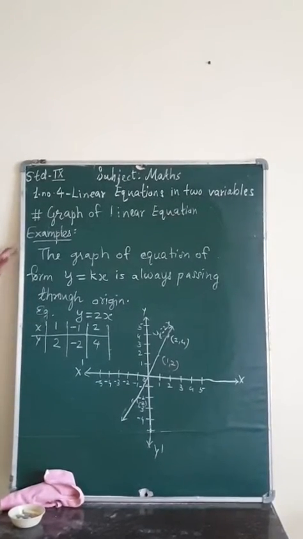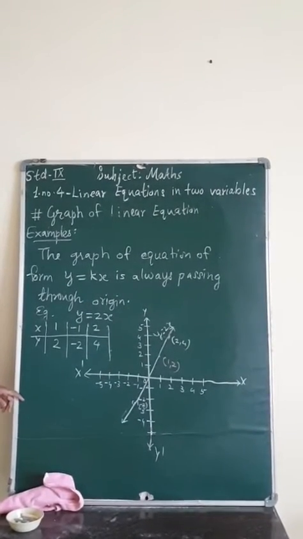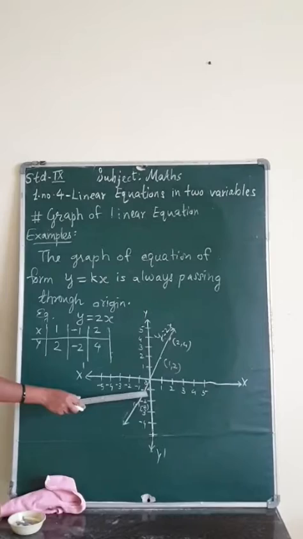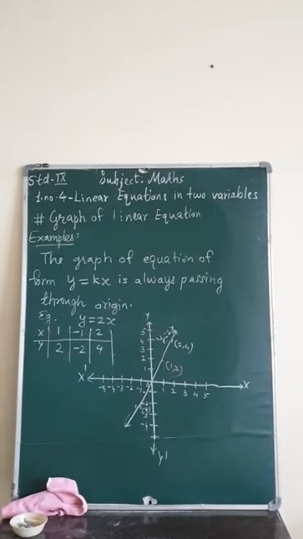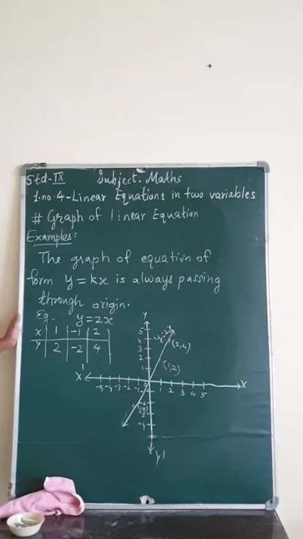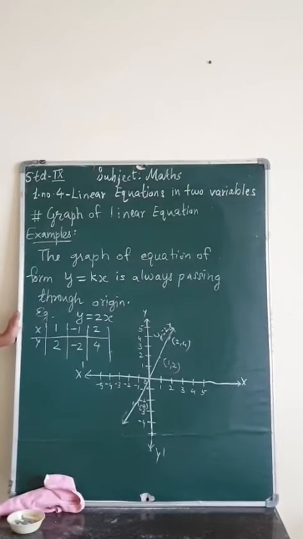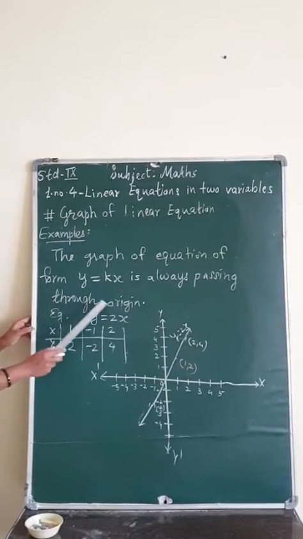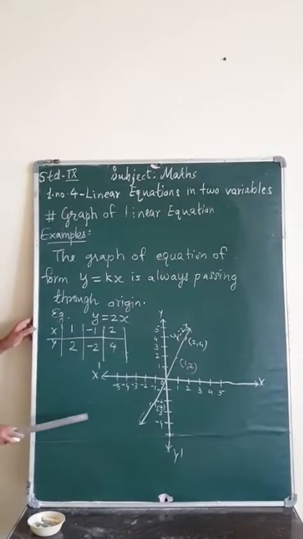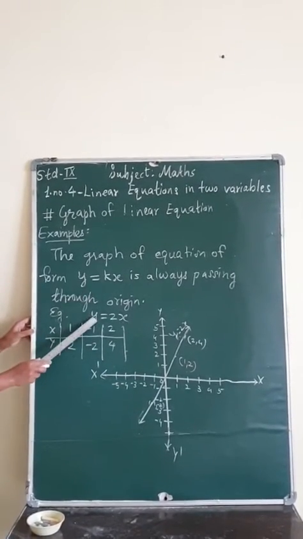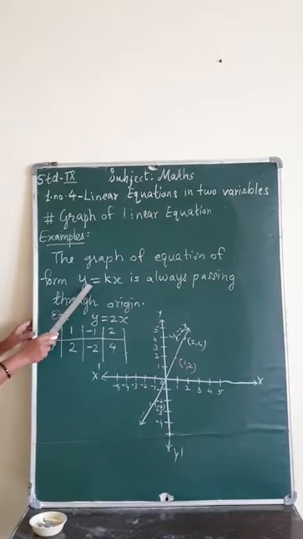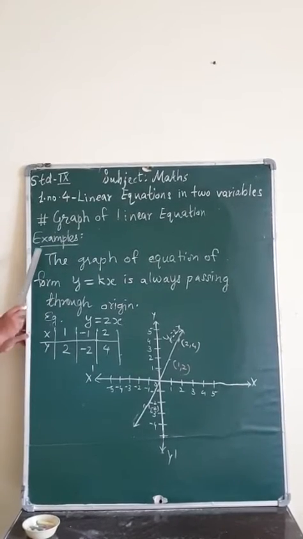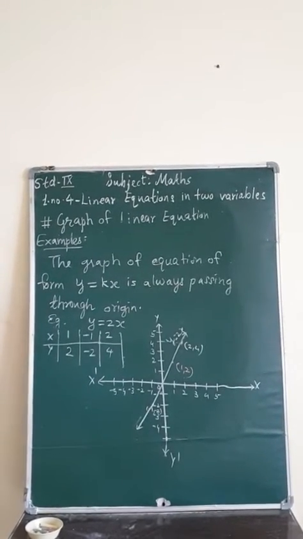But now I hope you have understood that a linear equation in two variables is a straight line and has many solutions. Each and every point on the line is its solution. This is how a linear equation in two variables has infinitely many solutions, and an equation of the form y is equal to kx is always passing through the origin. With this example you can observe it is of this form, y is equal to 2x, so it is passing through the origin. So let's solve examples of this type.